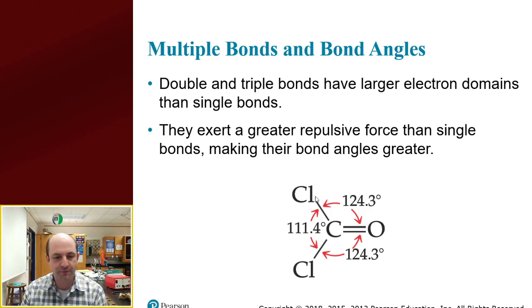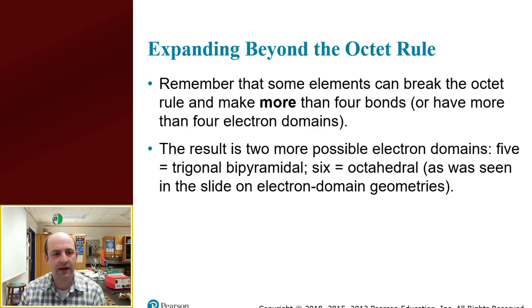So this is called phosgene. It's a carbon with a double bond to oxygen and then 2 single bonds to chlorine. That's a trigonal planar shape, so it should be about 120 degrees. But we say, oh, the double bond takes up more space. It squeezes these chlorines back, so their angle gets less than 120, while these other two angles get greater than 120. Again, this is not what's really happening all the time, but it's a simple explanation that gets us close to the right answer.